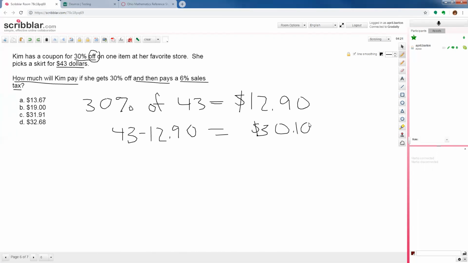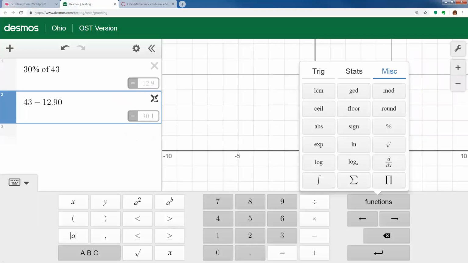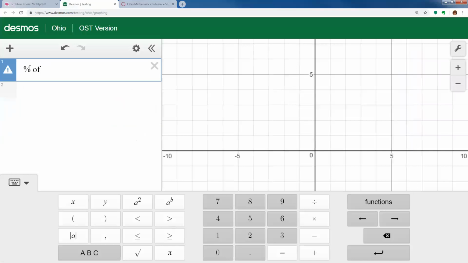Well, almost every state. Most states charge you a sales tax to make money for the state. So now you have to pay your sales tax. And we can use that percent button again. 6% sales tax of the 30.10. So we do the 6% of $30.10.